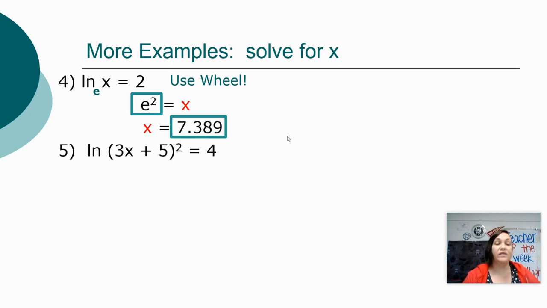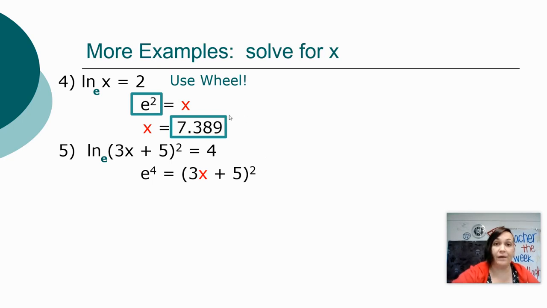On this problem, again, it's already in logarithmic form. I am taking the natural log of that entire parentheses, the 3x plus 5 squared. And so I could right now do the wheel. I'm going to put my little e underneath my natural log so that I remember it's e to the power of 4 equals this whole thing.